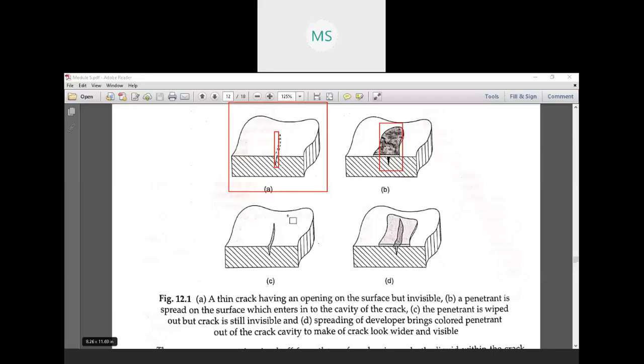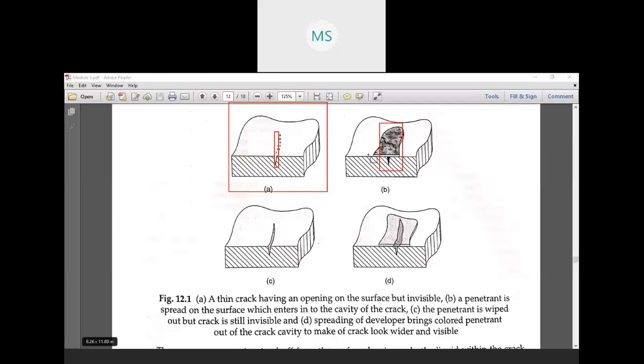A very simple example which you can easily understand in real life is, suppose I have applied any grease or any ink, especially red color ink, on the surface as a penetrant, and I left it for some time so that the penetrant spreads throughout the crack surface. That's what I did.